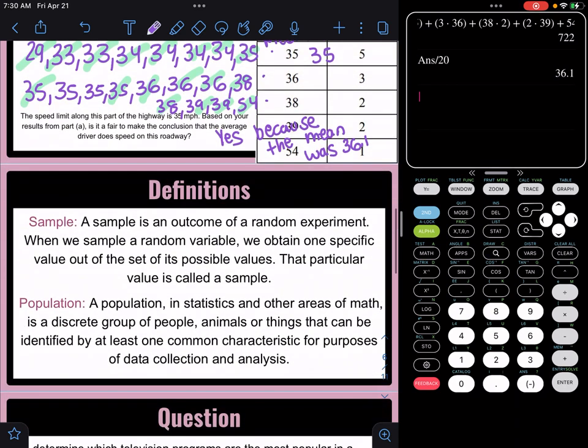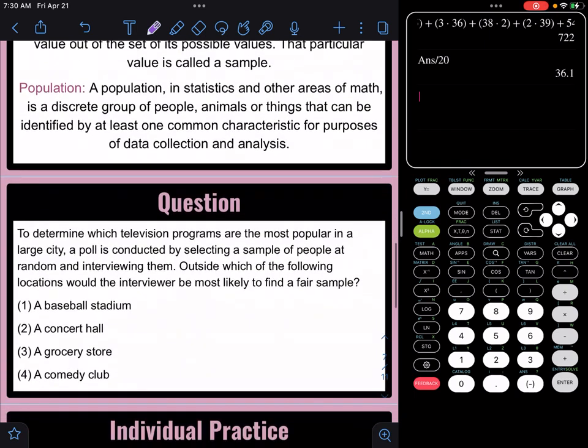Alright, now let's go over some definitions. A sample is an outcome of a random experiment. When we sample a random variable, we obtain one specific value out of the set of its possible values. That particular value is called a sample. Whereas if we're talking about a population in statistics and other areas of math, this is a discrete group of people, animals, or things that can be identified by at least one common characteristic for the purpose of data analyzing.